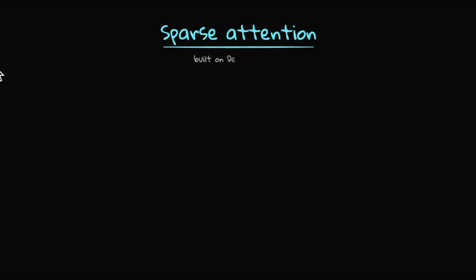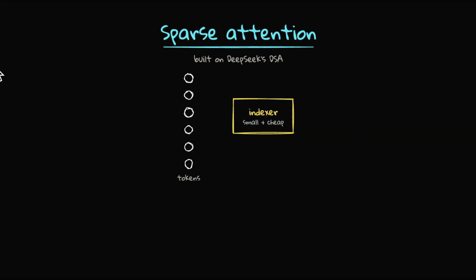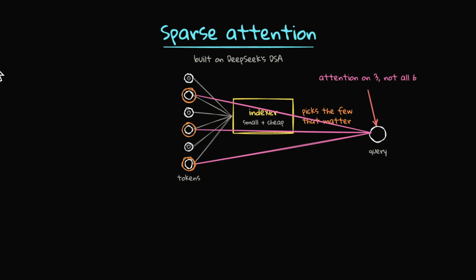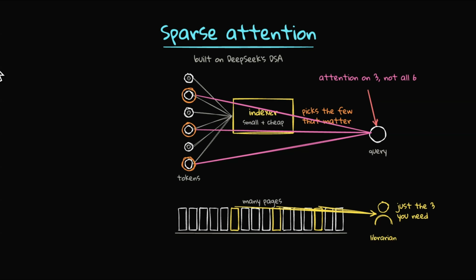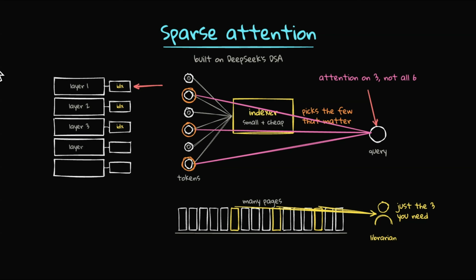So this is where the concept of sparse attention comes in, and GLM 5.2 built on DeepSeek's version of it. Now here the idea is to add a small cheap component called an indexer. Before doing the expensive attention, the indexer scans the context and picks out just a handful of tokens that actually matter. Then the real attention only runs on those. So most of the expensive connections just disappear. It's kind of like a librarian who, instead of making you read the whole library, hands you the 3 pages you actually need. Now, the catch is that the model has many layers.